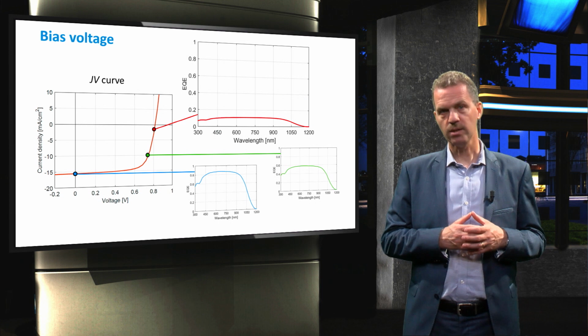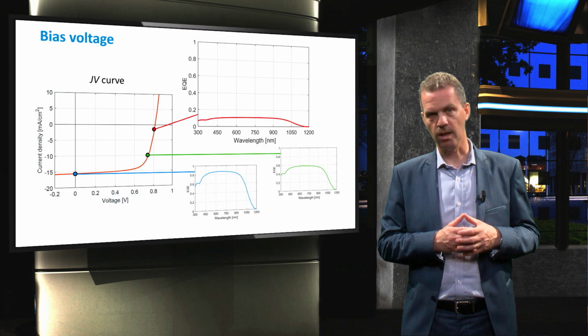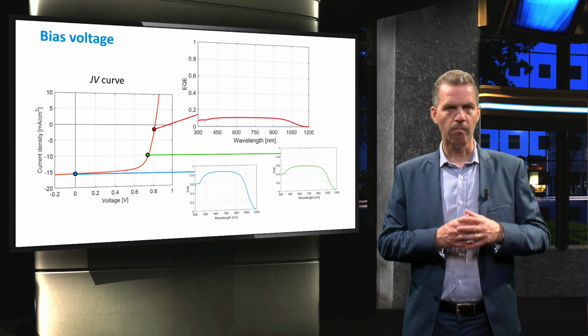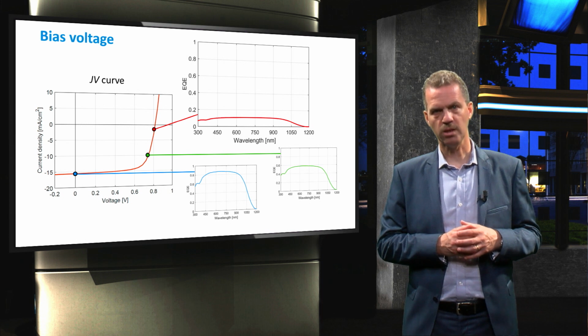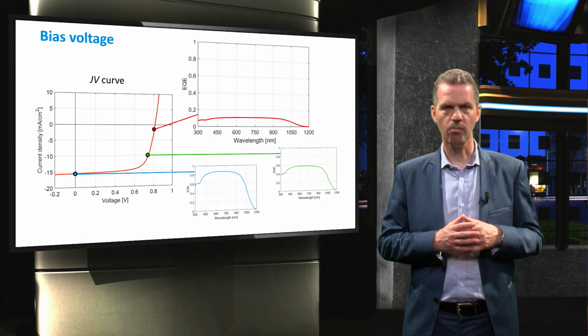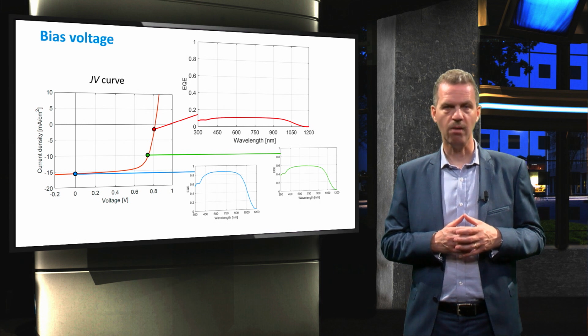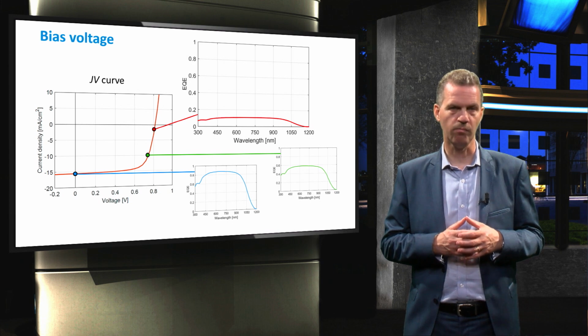This is clearly related to the operating point of the solar cell on the JV curve shown here on the left. The actual mechanisms that play a role in the voltage-dependent collection are beyond the scope of this course, but the bias voltage proves to be a powerful tool to detect collection problems.